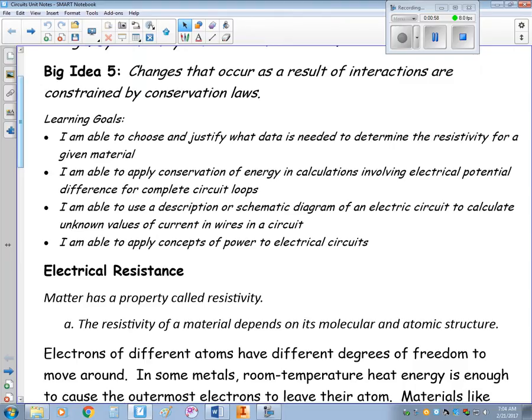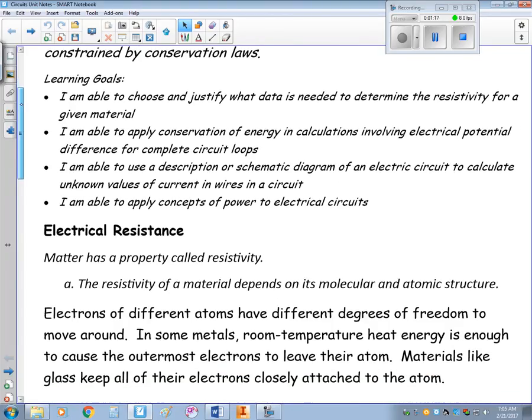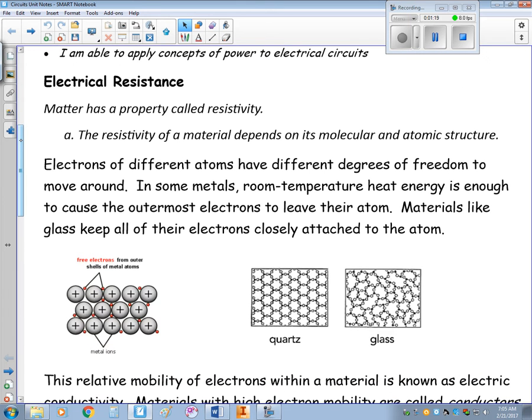I want you to be able to use a description or some sort of diagram of a circuit to calculate unknown values of current within the wires. And then I want you to be able to apply the concepts of power to electrical circuits. We'll do lots of practice with this, so it's really not too bad. Let's begin by talking about resistance.